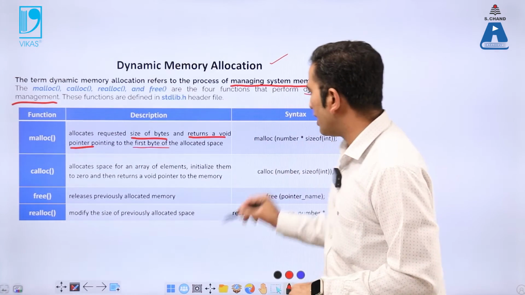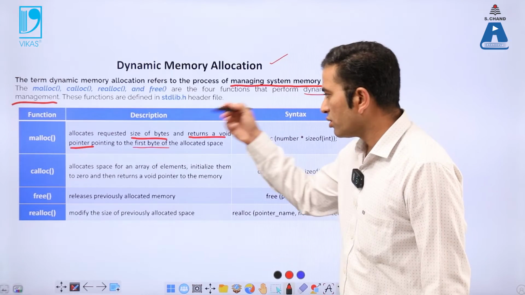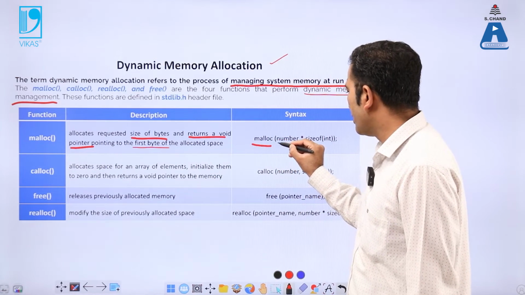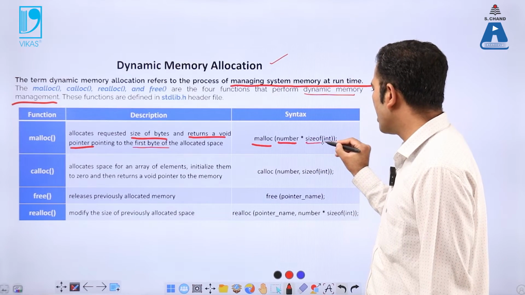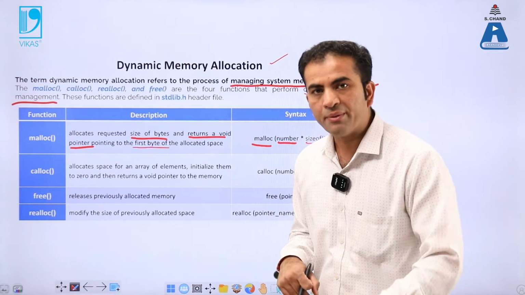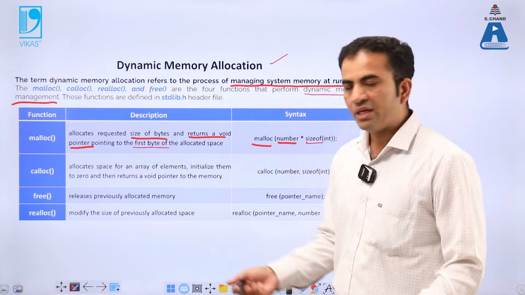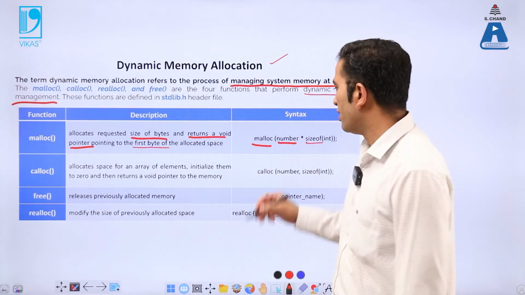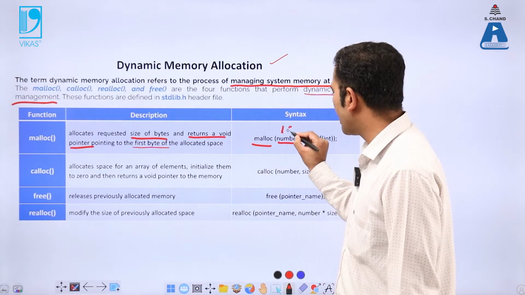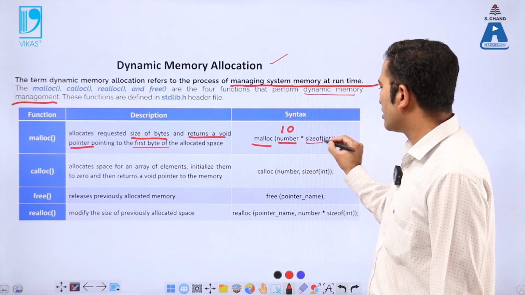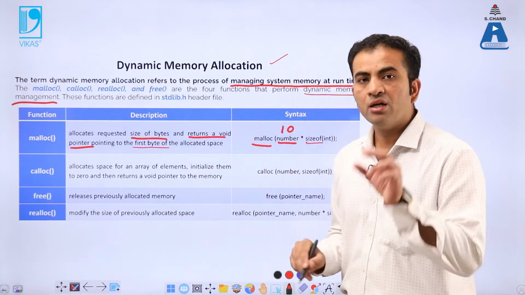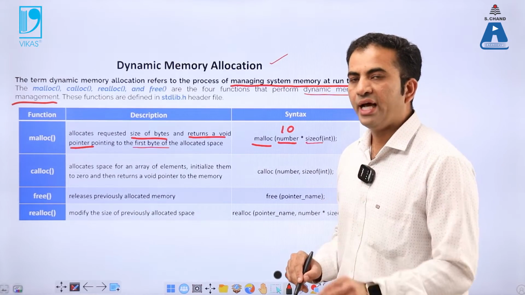So the syntax of malloc is this: malloc number multiplied by size of int. So how many of memory units do we require? If we require 10, so 10 is there. Size of int is 4, so 4 bytes. So 4 multiplied by 10, so 40 bytes will be allocated.